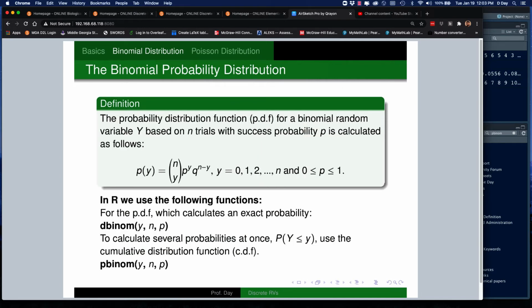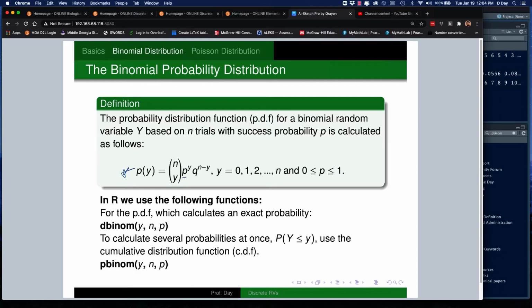Here's the probability distribution function for the binomial distribution. It's not a bad formula. Some of you may have seen this before. I'm not going to get into this big time here because we're not going to utilize it by formula. We're going to let the R functions do the work for us. Okay, so the probability distribution function, PDF, for binomial random variable Y based on N trials with a success probability P is calculated using this formula right here.